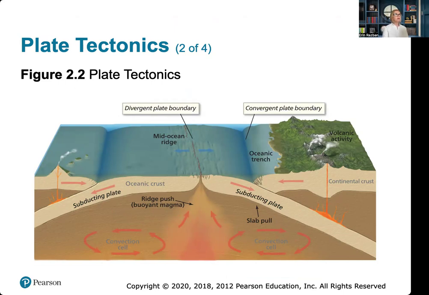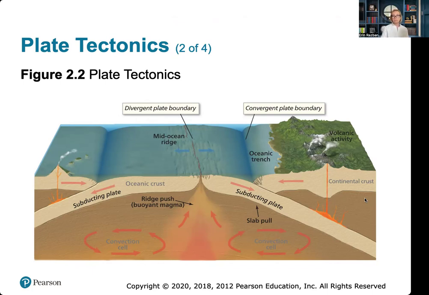So I'm going to actually get my annotation up here to show you some movements. Okay, so we do have different types of plate boundaries. Now, the type of plate boundary creates different landforms on Earth's surface.